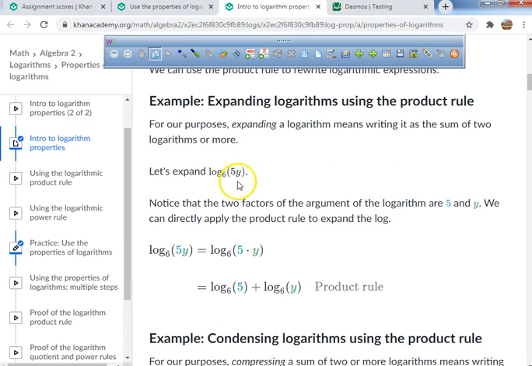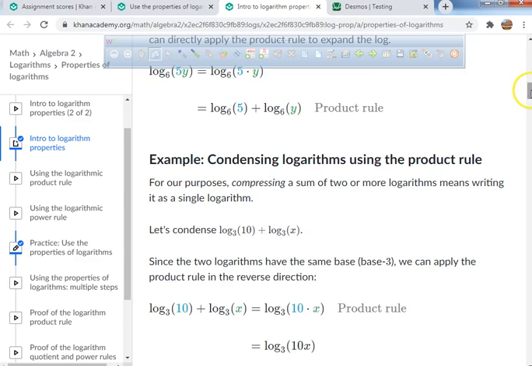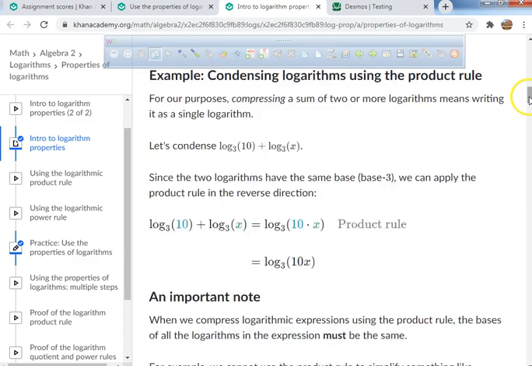All right, so basically they just expanded it. We have log base 6, and they did 5y, which is the same as 5 times y. So they expanded it to make it log base 6 of 5 plus log base 6 of y. Let's see if they give us some examples. Here, you're condensing it. Multiply those together, you get 10x. That's called the product rule. Let's see if they give us some.